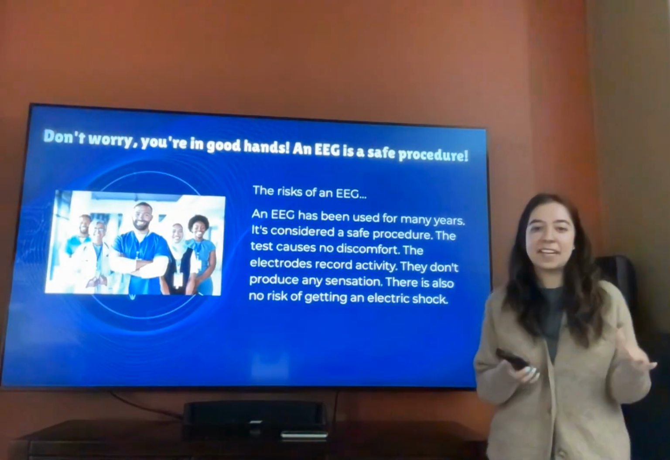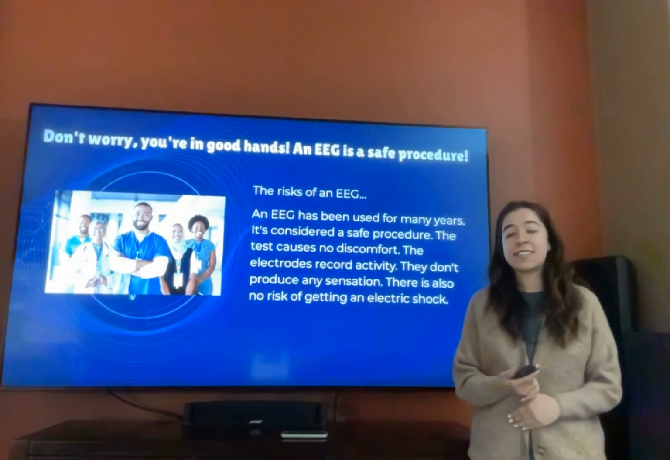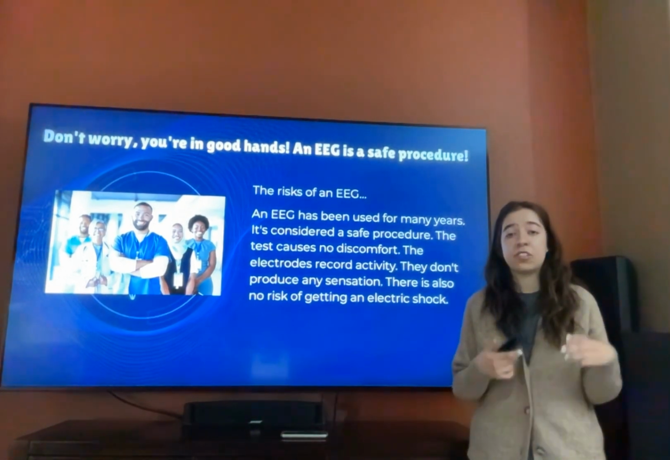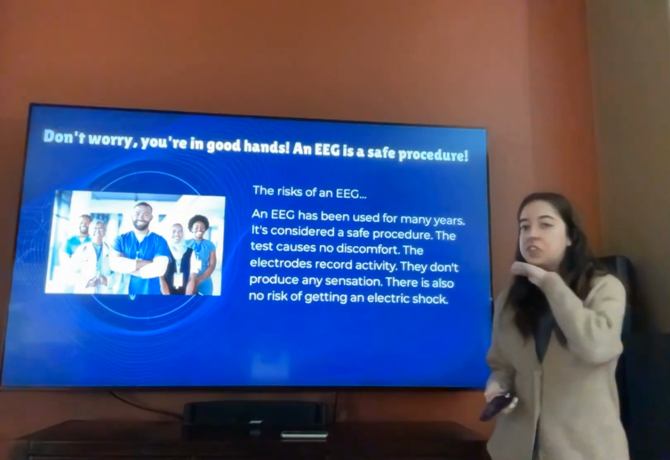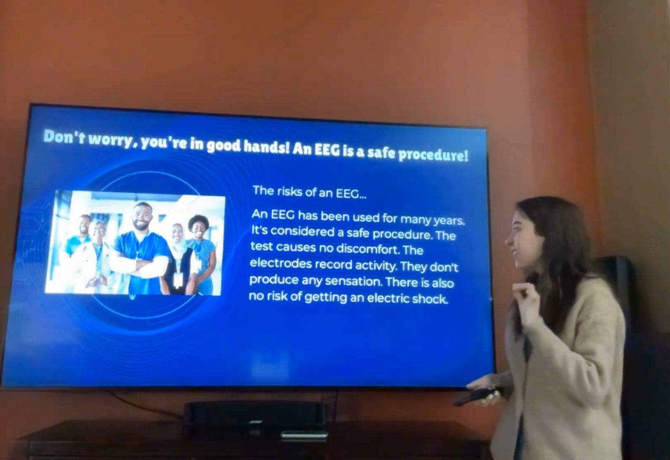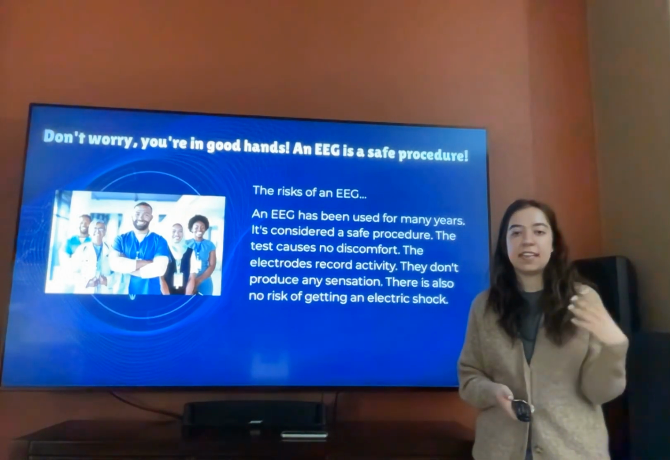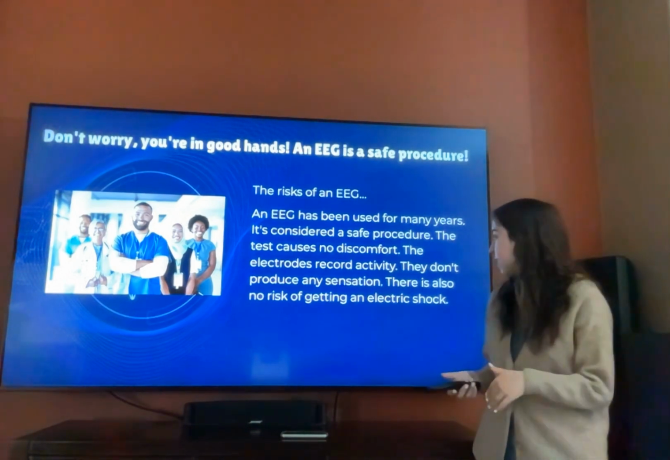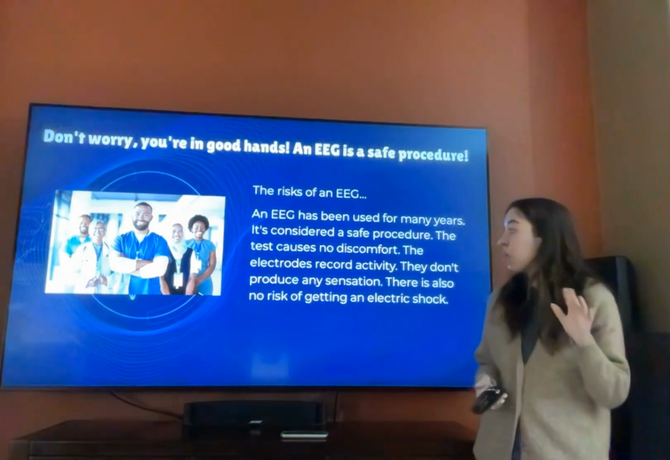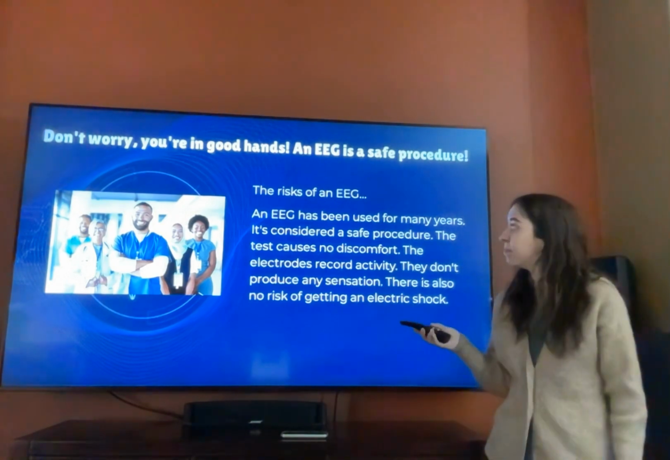Don't worry, you're in good hands. Like I said, an EEG scan is considered a very safe procedure that's not harmful at all. It causes no discomfort. It just simply reads your electrical activity in the brain. The electrodes don't produce any sensation, and there's no risk of getting electrical shock at all, no radiation.